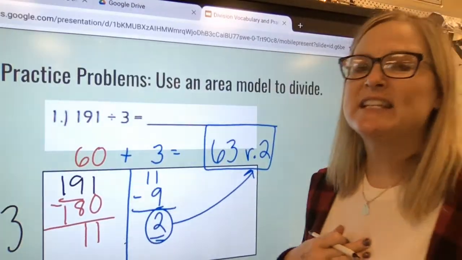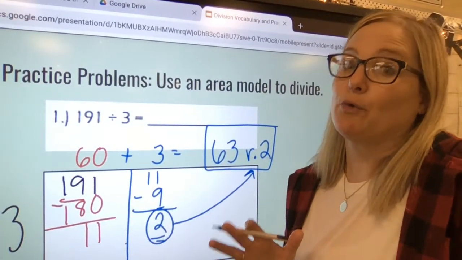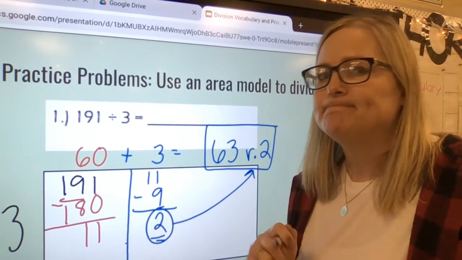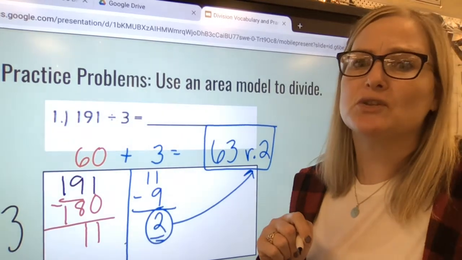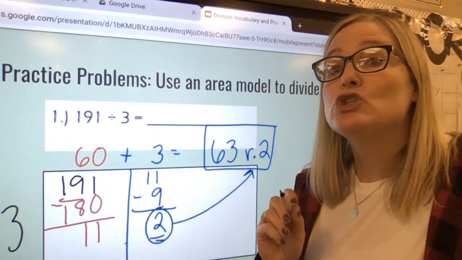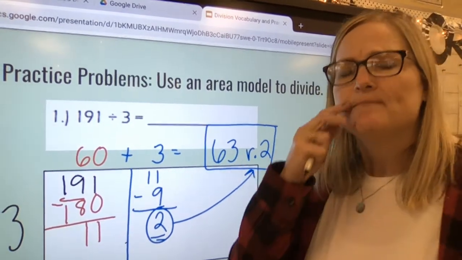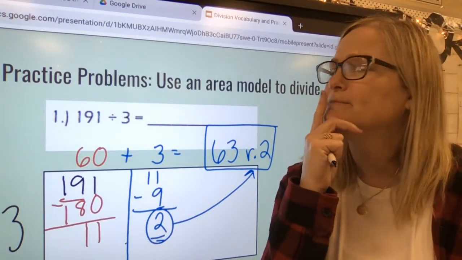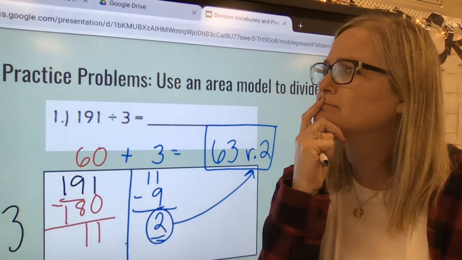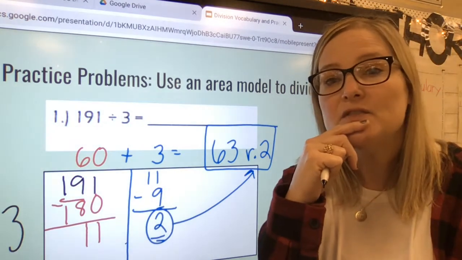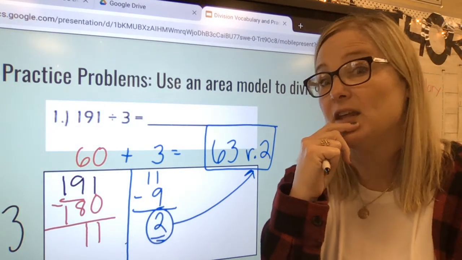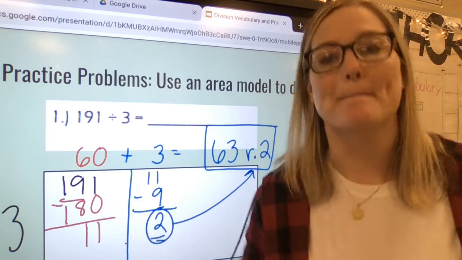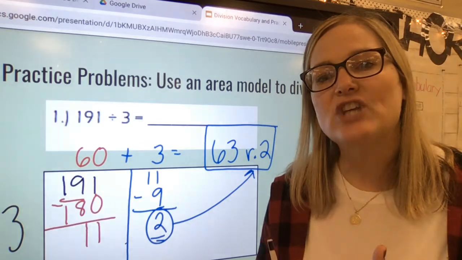I'm the kind of person that doesn't want to get something wrong on a test or an assignment. So if you're that kind of person, and I highly suggest that you should be, you're going to make sure that that answer is correct. How do we make sure that the answer to our division problem is correct? What's the opposite of division or the inverse of division? Yes, multiplication.